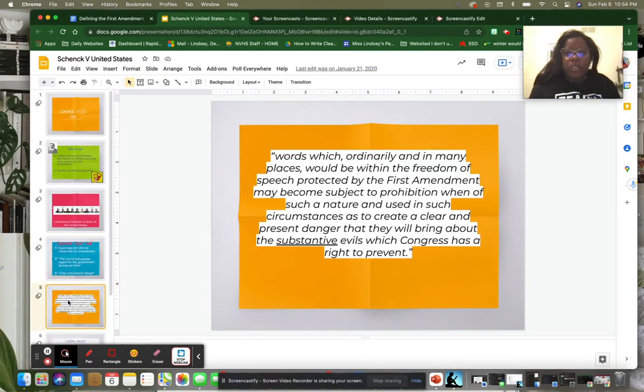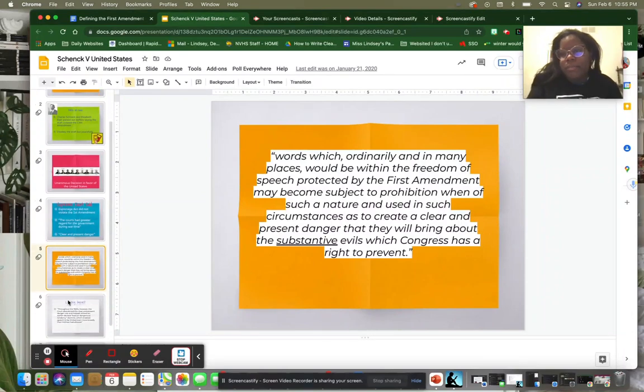A quote from the decision: words which ordinarily and in many places would be within the freedom of speech protected by the First Amendment may become subject to prohibition when of such a nature and used in such circumstances as to create a clear and present danger that they will bring about the substantive evils which Congress has a right to prevent. So that's kind of their reasoning as to why they voted the way they did.